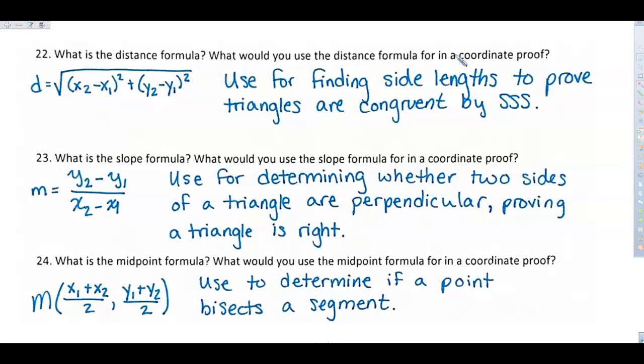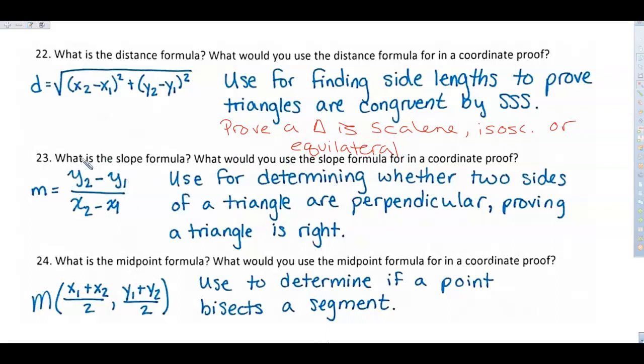All right, then what would we use the distance formula for in a coordinate proof? Okay, we use anything that shows side lengths. Okay, so we can show triangles are congruent by side, side, side. We can also prove that a triangle is scalene, isosceles, or equilateral. Okay, so we can classify triangles by sides as well. All right.